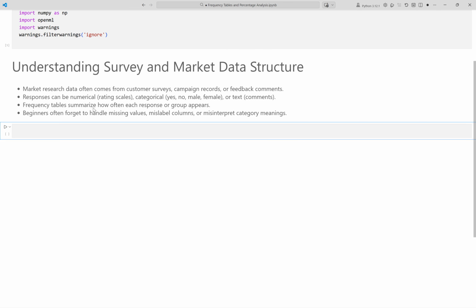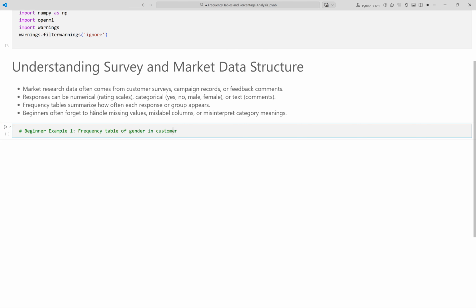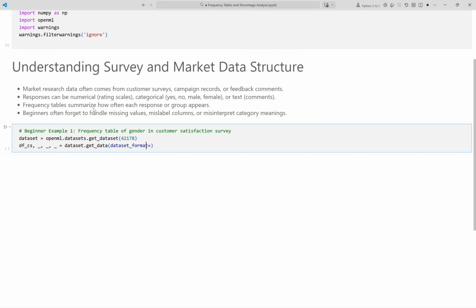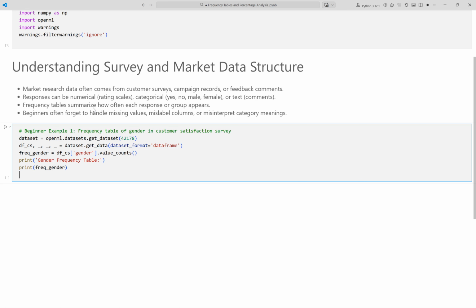Before we look at code, remember, understanding the gender distribution can help businesses check if their service appeals equally to all. We load the customer satisfaction dataset from OpenML. We extract the data as a data frame. We count the number of customers by gender. We print the gender frequency table for review. We print the actual table so you can see the distribution.